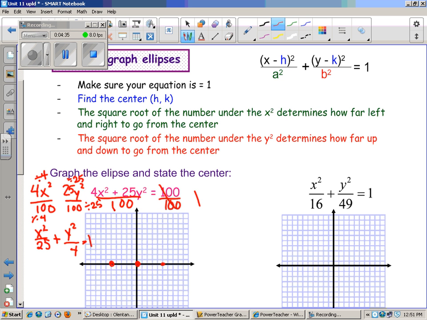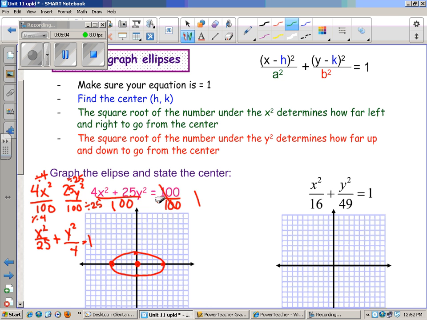Okay, and under the y, I'm going to go up and down. So the square root of 4 is 2. So I'm going to go up 2 and down 2. And then I'm going to sketch in my ellipse. And that's it. That's literally as hard as I can make it. Okay?